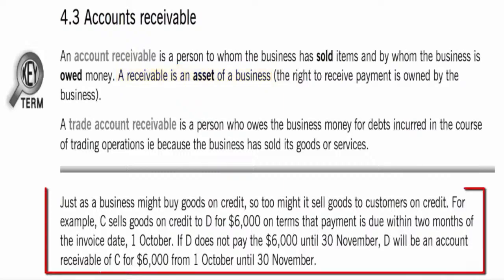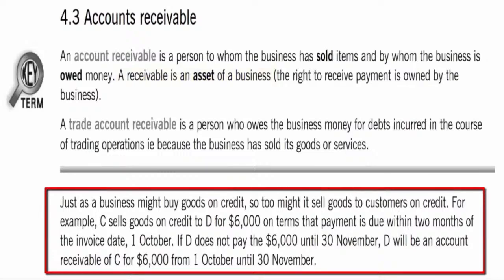The sale on credit. Business C sells goods worth $6,000 to customer D. The terms of the sale specify that the payment is due in 2 months. The invoice is dated October 1st, so the due date is November 30th. What happens next? Between October 1 and November 30, the $6,000 will be recorded in Business C's books as accounts receivable. If customer D doesn't pay by November 30th, the $6,000 will remain as accounts receivable until it's settled.